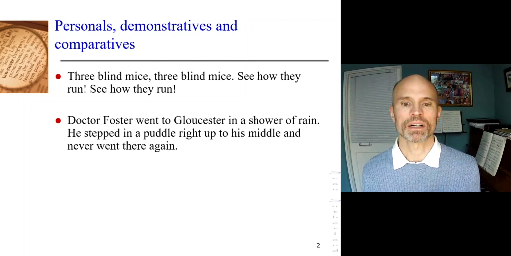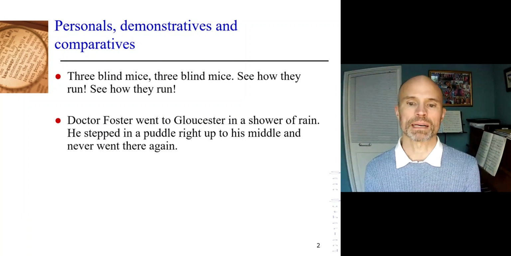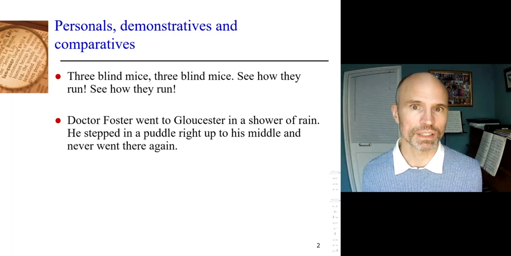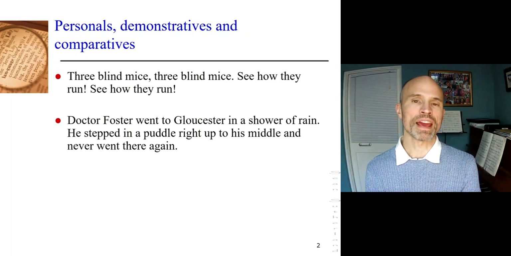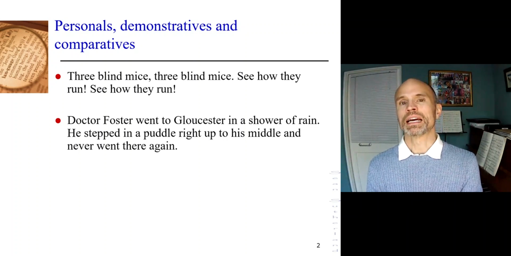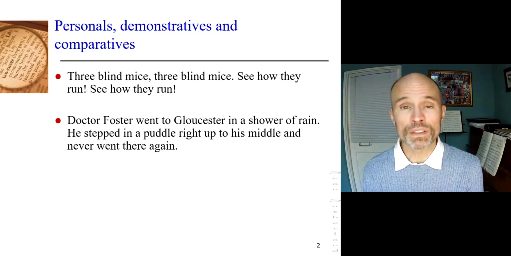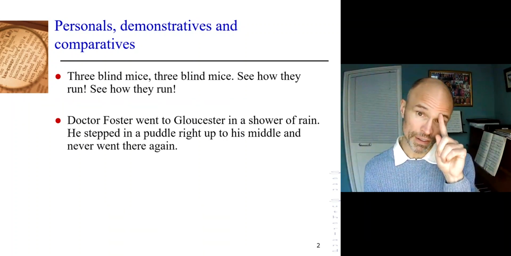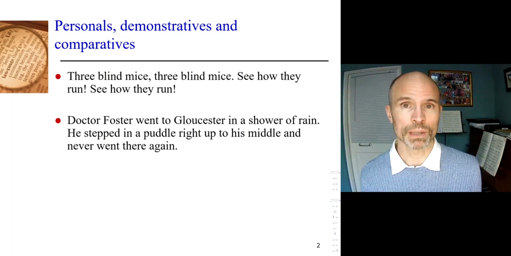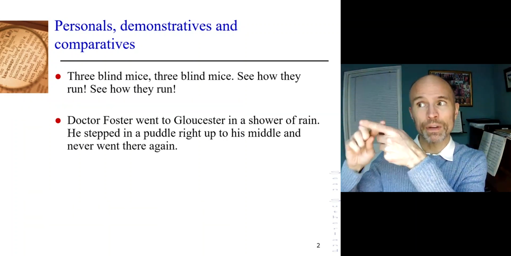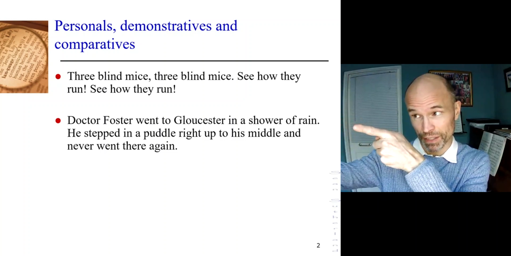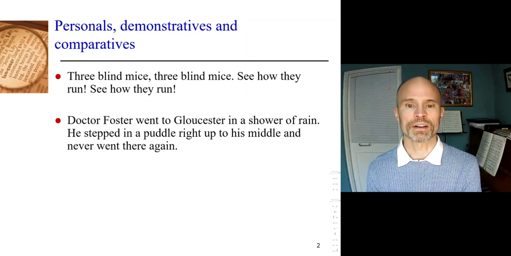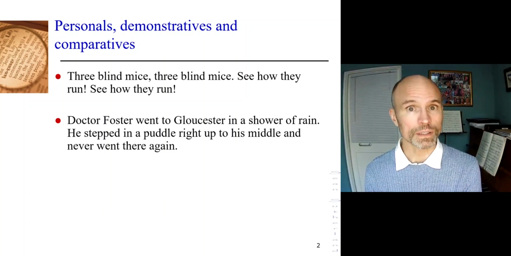But in the second example here, Dr. Foster went to Gloucester in a shower of rain. He stepped in a puddle right up to his middle and never went there again. The demonstrative reference in this case is the word there. Think about how there refers to something else. If I say look there, you don't know where I'm talking about. I have to use some other information to help you interpret it. I might say look there and point, and now you can interpret that there means in the direction of my finger pointing. Whereas in this example, you know that there is interpreted as Gloucester.